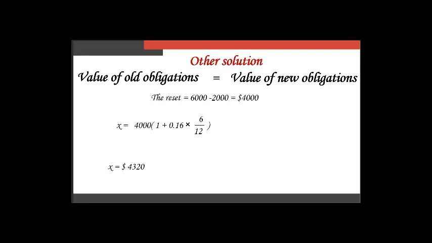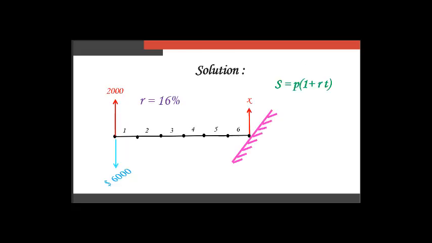Other solution. At the beginning, we must get the balance. Note that in this timeline, we have old obligations now of $6,000. At the same time, she pays $2,000. So the balance now equals $4,000. We need to get the $4,000 after 6 months.